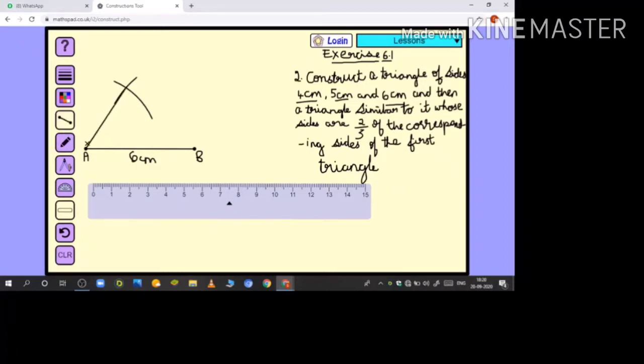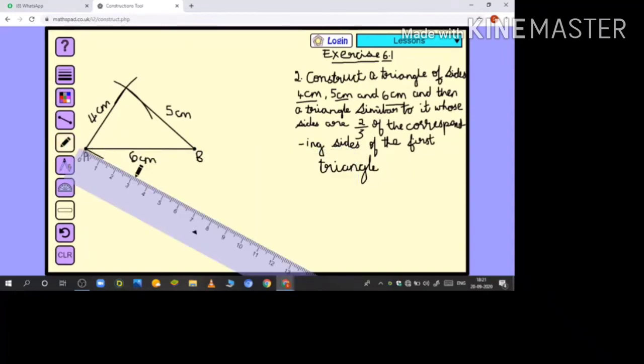Join AC and BC to obtain the required triangle ABC. So here AC measures 4 cm, BC measures 5 cm to obtain the required triangle ABC. Step 5.